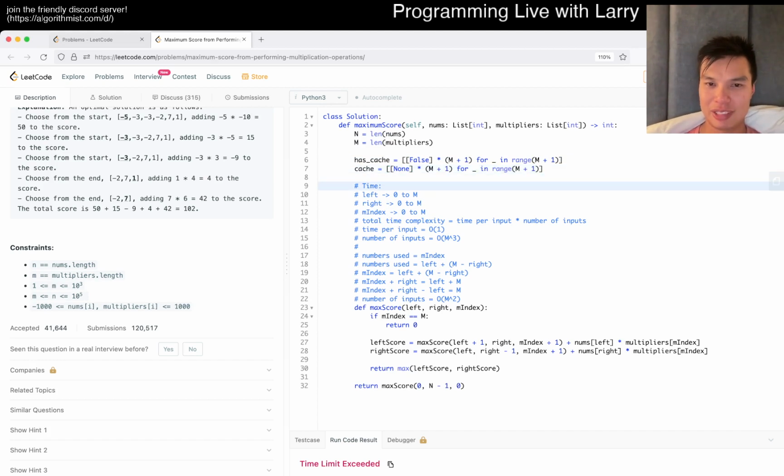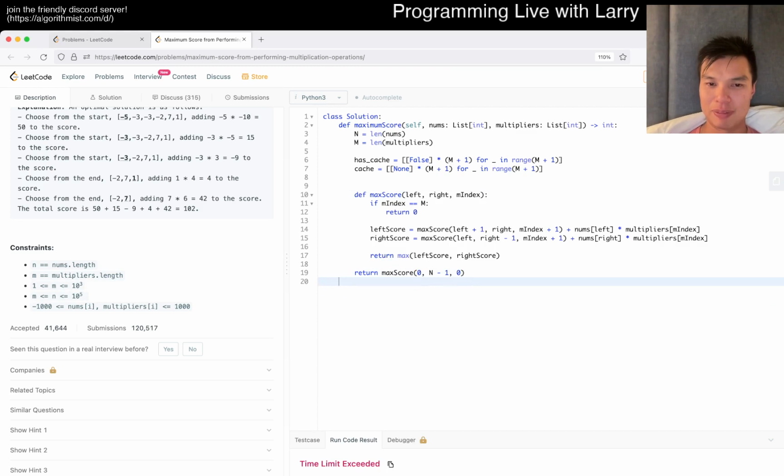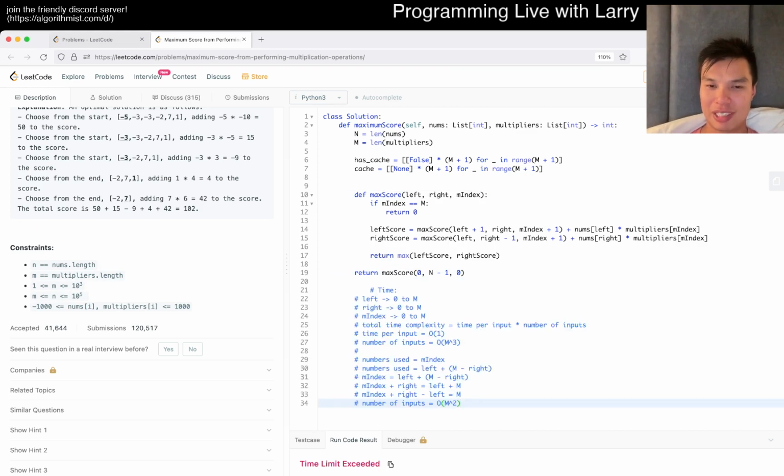Let's get rid of this so that it's easier to use. I'll just put it on the bottom, so at least you can look at it if you really like. But yeah, okay.